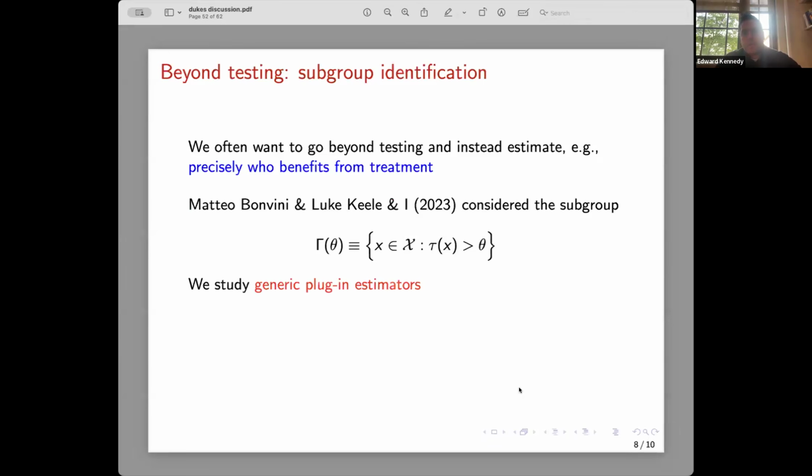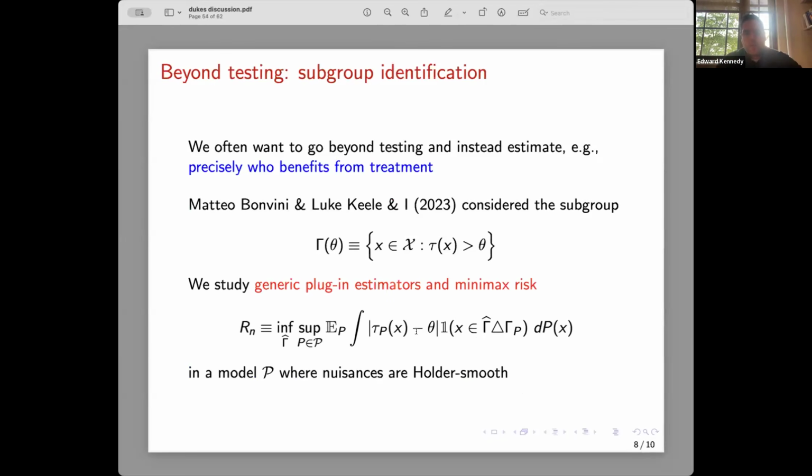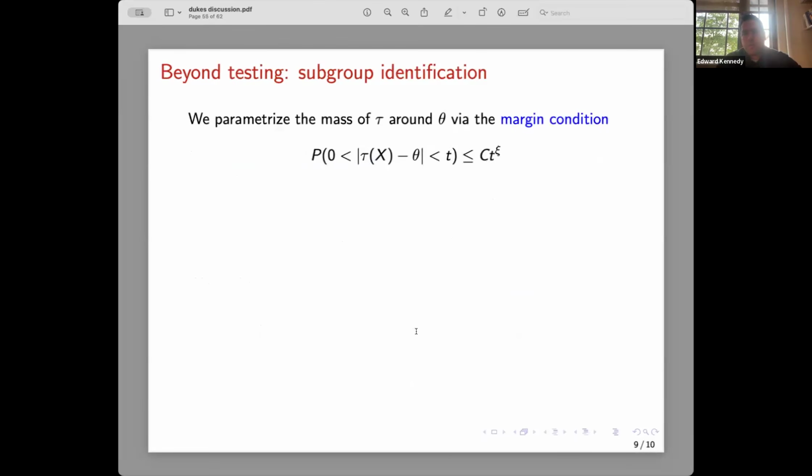So we thought about generic plugin estimators. I think there are a lot of other avenues for different kinds of estimators you could think about. And we characterized the minimax risk. This is basically looking at where you got the set wrong and then how far away the CATE was from, say, 0. So it's some weighted notion of risk. And we thought about, again, these smooth non-parametric models where we just assume that the nuisances have bounded derivatives. And we use this margin condition that controls how much of the mass is around the specific point you want to think about. And then we figure out minimax rates for this problem.